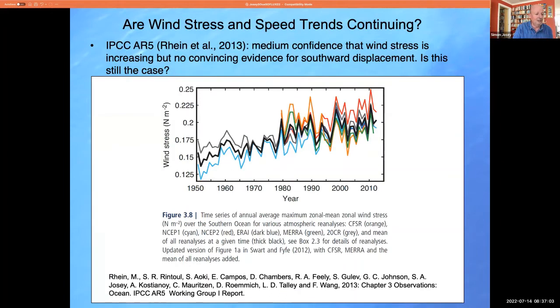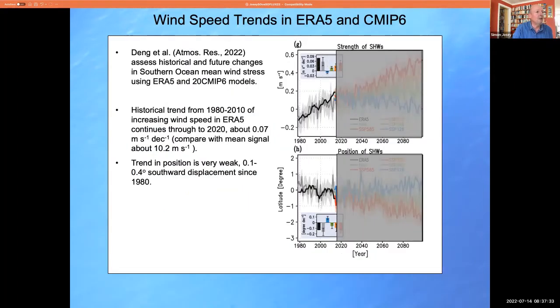We had a figure. This is now 10 years old. Sergey will recognize this. This was in AR5. And it was the one figure I actually prepared from scratch. I think it's quite nice. And it built on work by Swart and Fyfe, different Swart, and showed this long-term trend in the wind stress in various reanalyses. So one question is, is that continuing? And is there an associated southward displacement, which many people have claimed? I haven't got a new figure myself on this, but I found this paper by a Chinese group led by Deng in Atmospheric Research, which just came out recently.